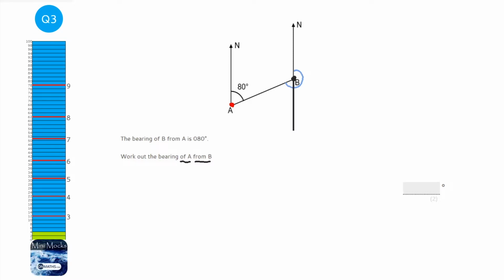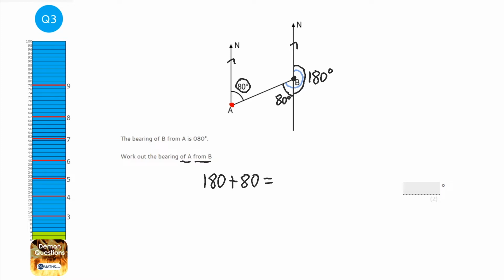Now, north lines are always going to be parallel, and we can use that to work out this angle here. This angle here will be the same as this angle here, because they're Z angles or alternate angles. So that's also going to be 80. We know this one is a straight line, so we know this is going to be 180 degrees. So all we need to do to work out the bearing is do 180 plus 80. And when you add them together, you get 260. So the bearing is going to be 260.